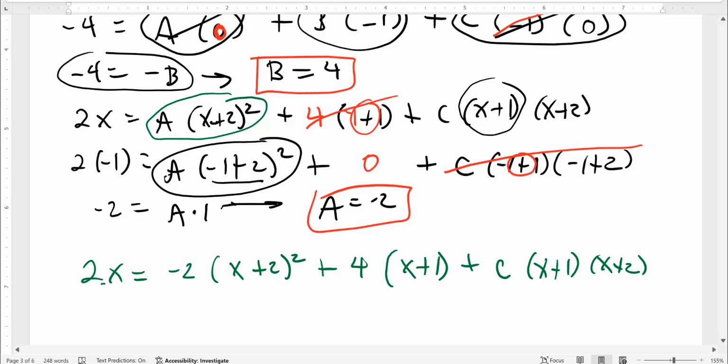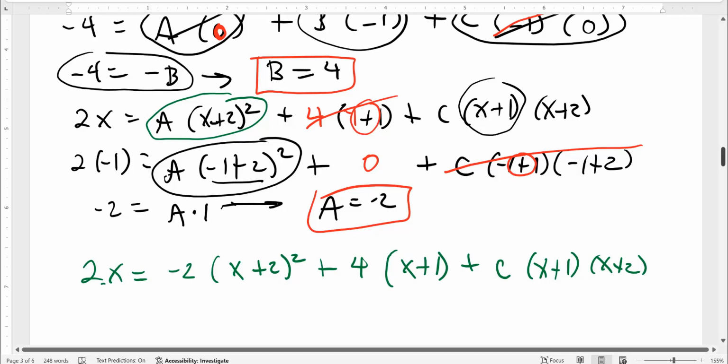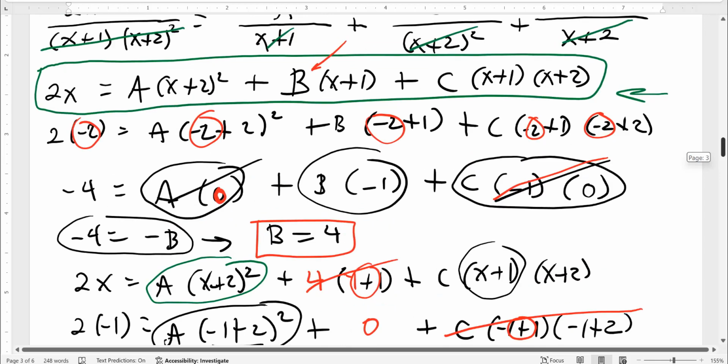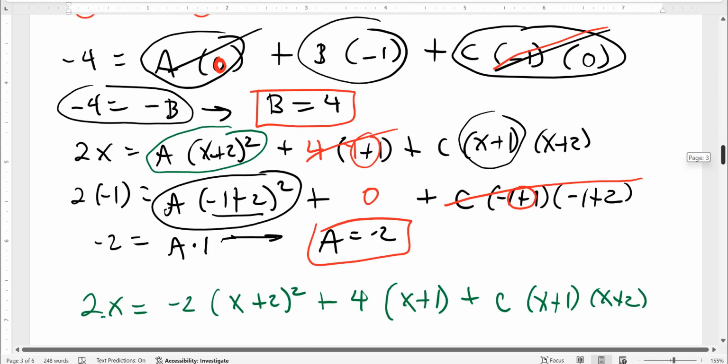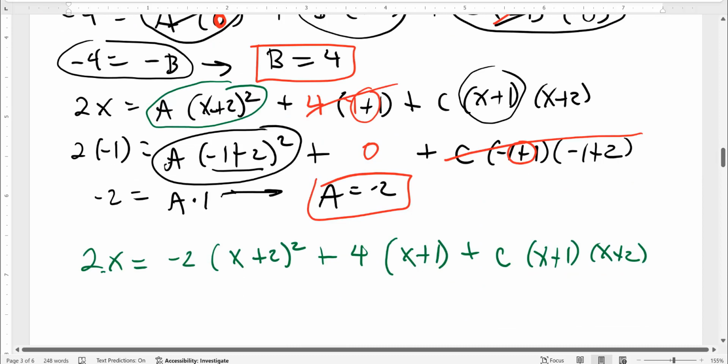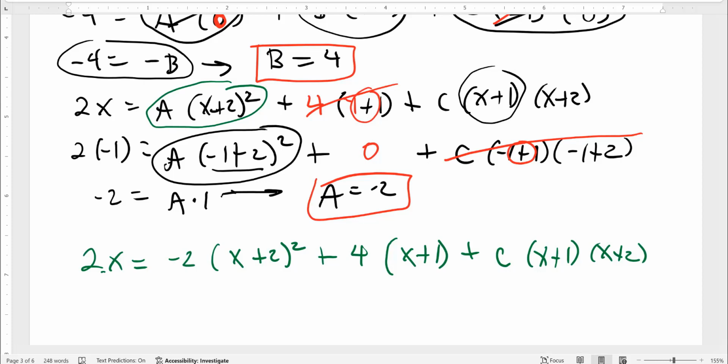Let me just double check and see if that's right. I believe that is. Looks right to me. Yes. Okay. So what are we going to plug in? Well, we can't plug in negative 2 because that'll make c disappear. We don't want c to disappear. We're trying to figure out what c is. We can't plug in negative 1 for the same reason. So what do we plug in?